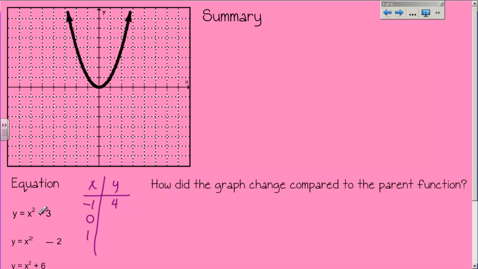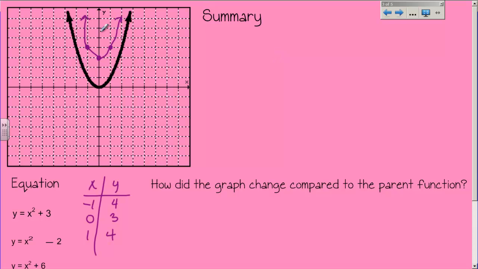0 squared is 0, plus 3 is 3. And then 1 squared is 1, plus 3 is 4. So I have these 3 points I'm going to plot. So I have negative 1, and 1, 2, 3, 4. I have 0 and 3. And I have 1 and 4. If I connect these points, you should see I have now made a parabola.